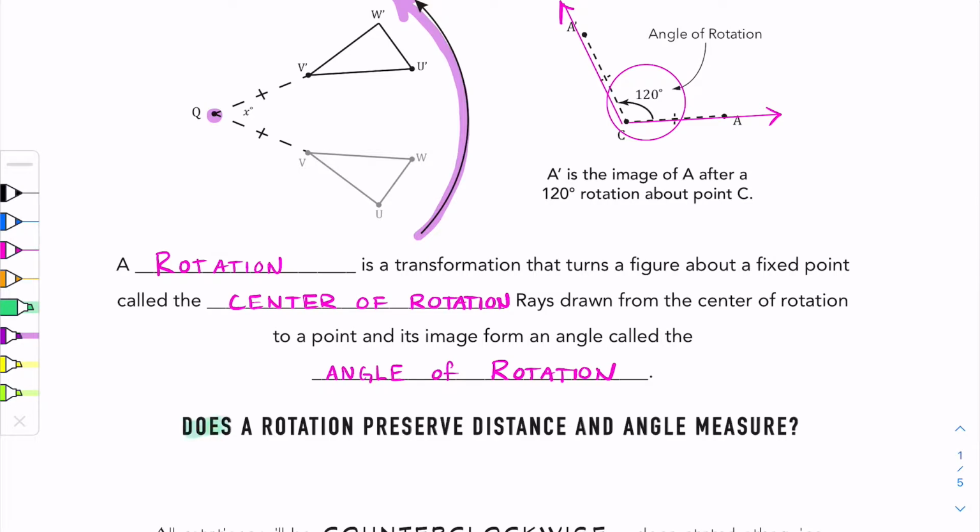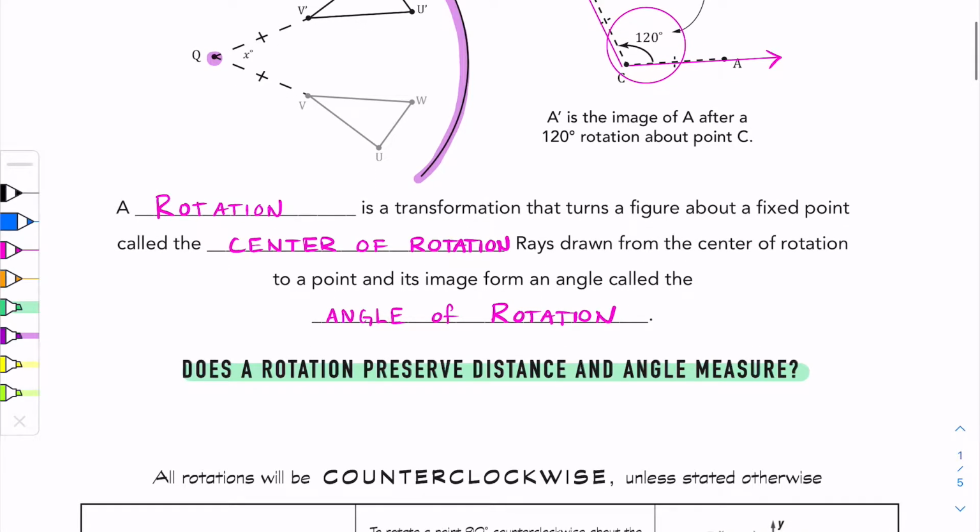All right, question for everyone. Does a rotation preserve distance and angle measure, otherwise known as our vocab word from the first lesson of this unit, rigid motion? And yes, it does. So a rotation is a rigid motion. It keeps the size and the shape the same. It just moves the figure about a certain point.